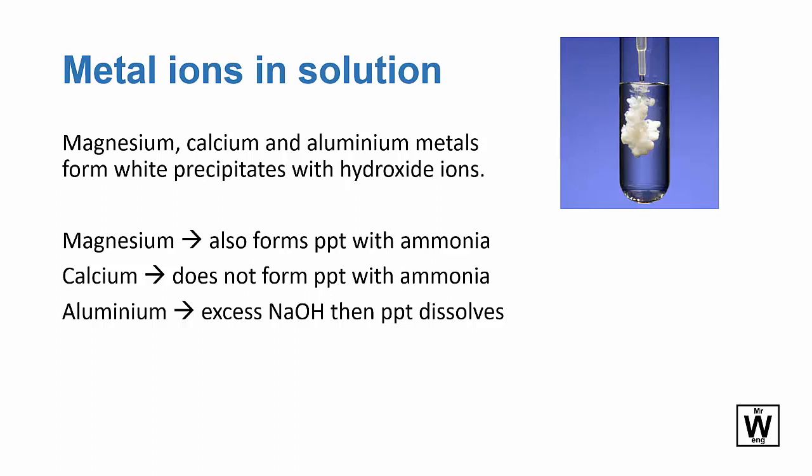And so when you react them with hydroxide ions, you can also do further tests. So the magnesium will also form a precipitate with ammonia, but calcium won't. And aluminium, the precipitate will dissolve if you add a little bit more of the sodium hydroxide to that solution.